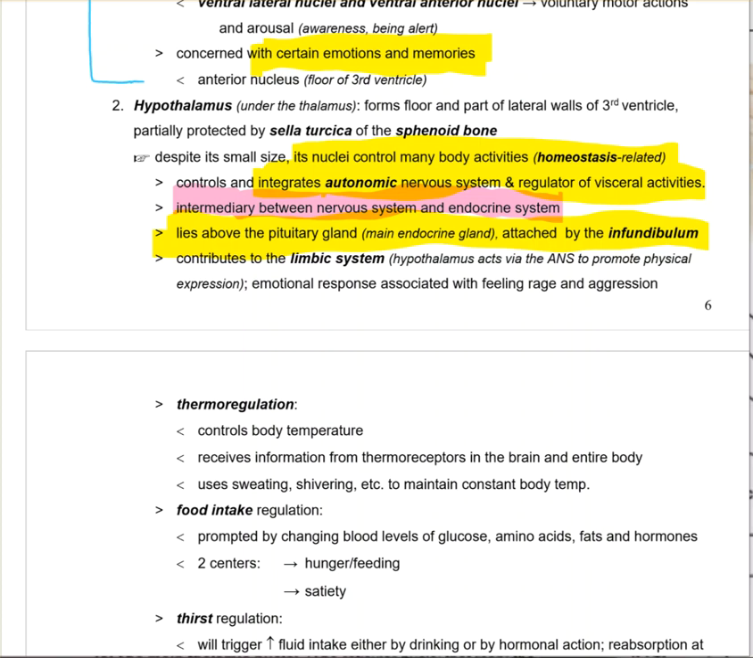Okay? It also contributes to the limbic system, and we're going to briefly talk about the limbic system later, but what we'll say about it, and I'll just highlight these two things, is it does primal emotion processing and release. And so emotional responses, especially ones around rage and aggression and other very primal emotions, can be directed via the hypothalamus.